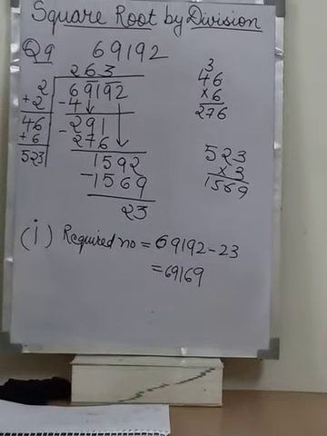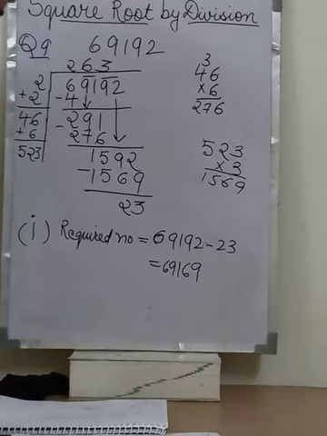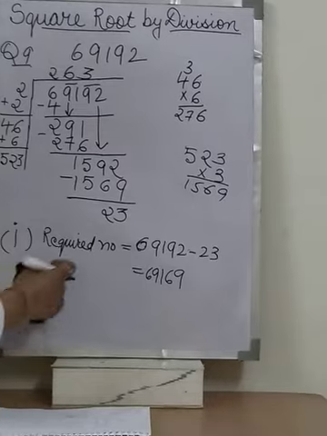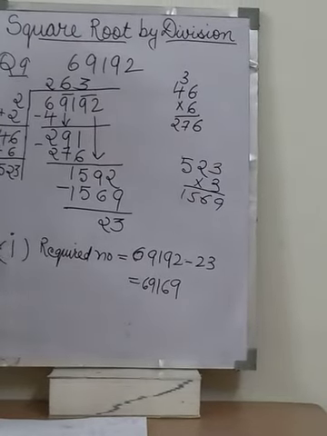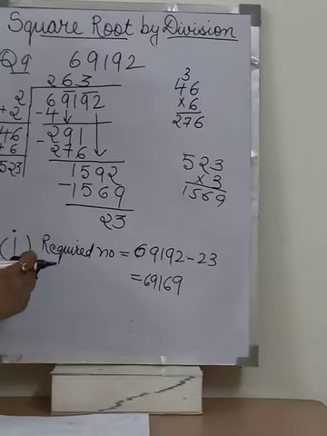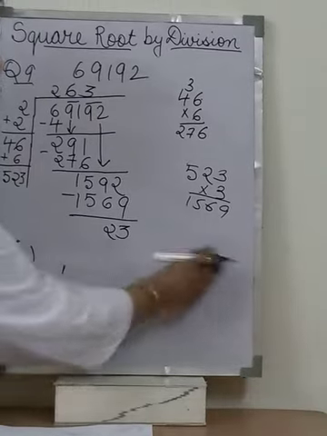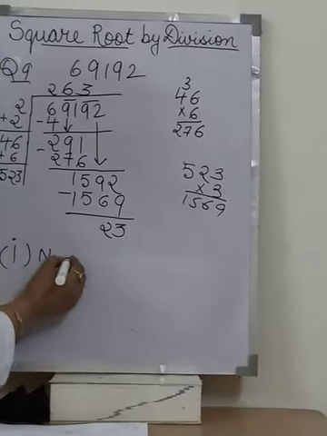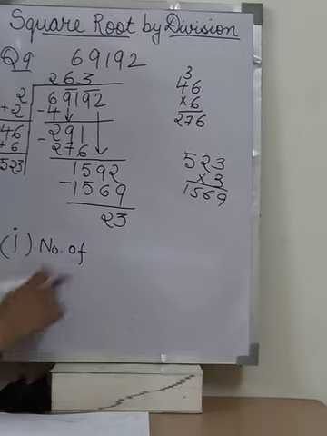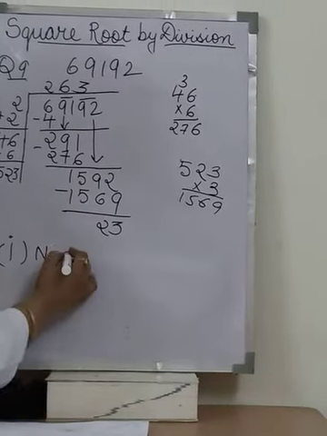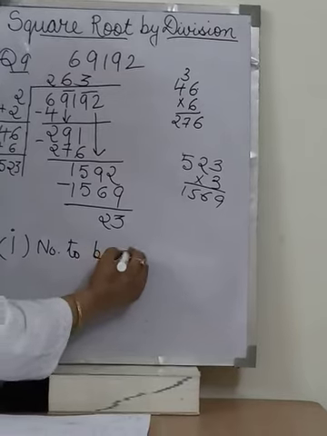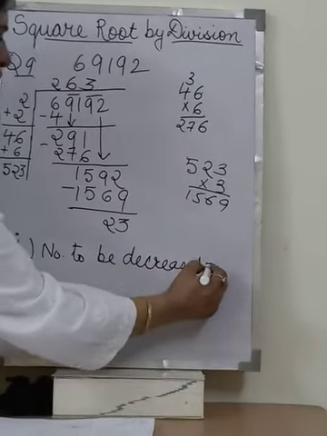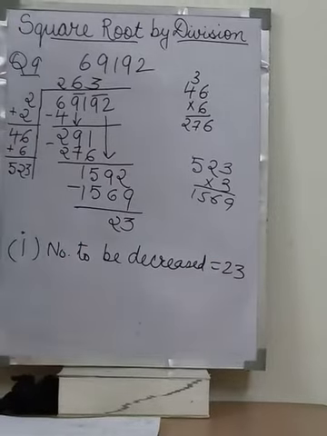They are not looking for the resulting number. They are saying find the least number which must be decreased only. So no need to write the required resulting number. They ask only for the number to be decreased. So you write: number to be decreased is equal to 23. Okay.